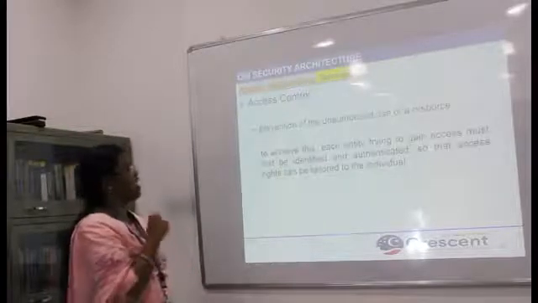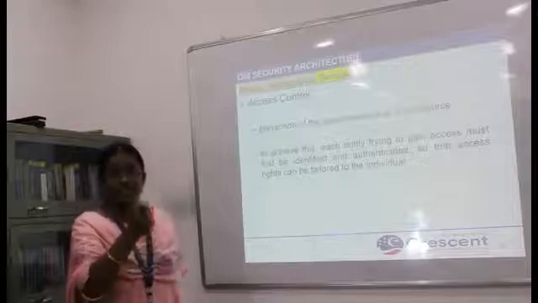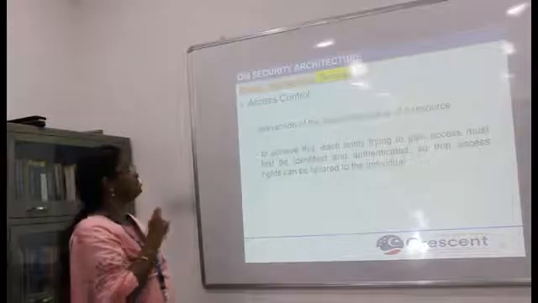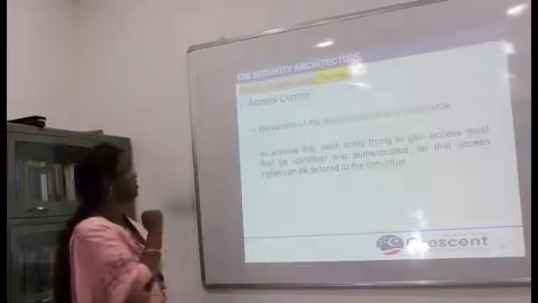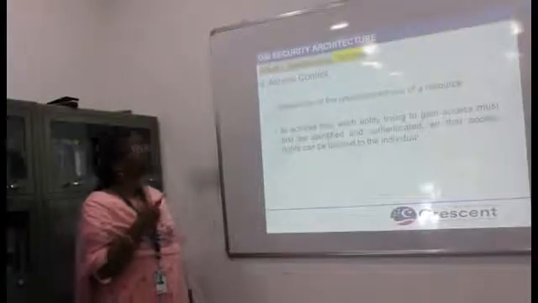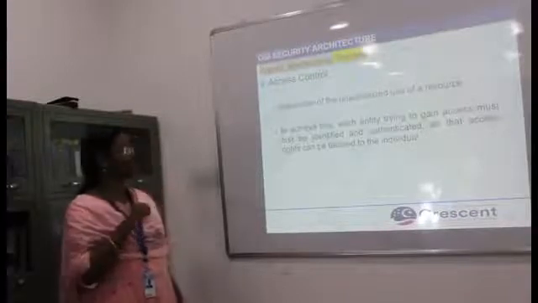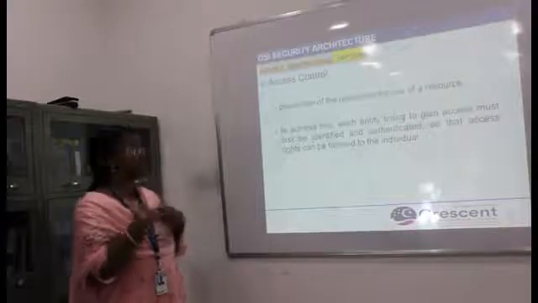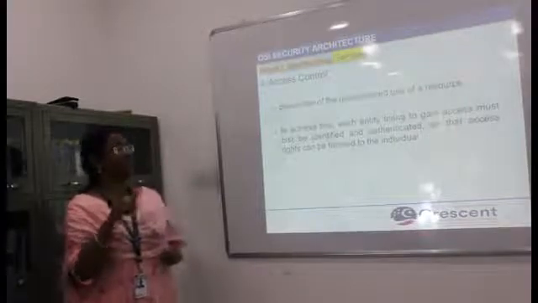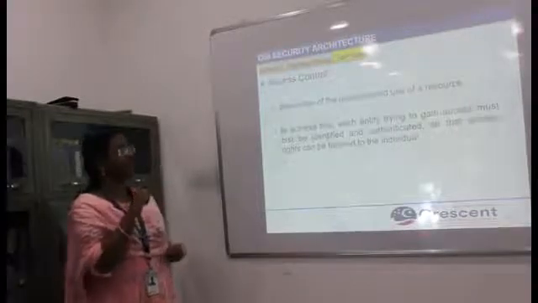Access control. Only the owner has to provide access control for the information. So prevention of unauthorized use of the resource. That is what access control is. Access control is the prevention of unauthorized use of a resource. So to achieve this, each entity trying to gain access must first be identified and authenticated so that access rights can be tailored to the individual.